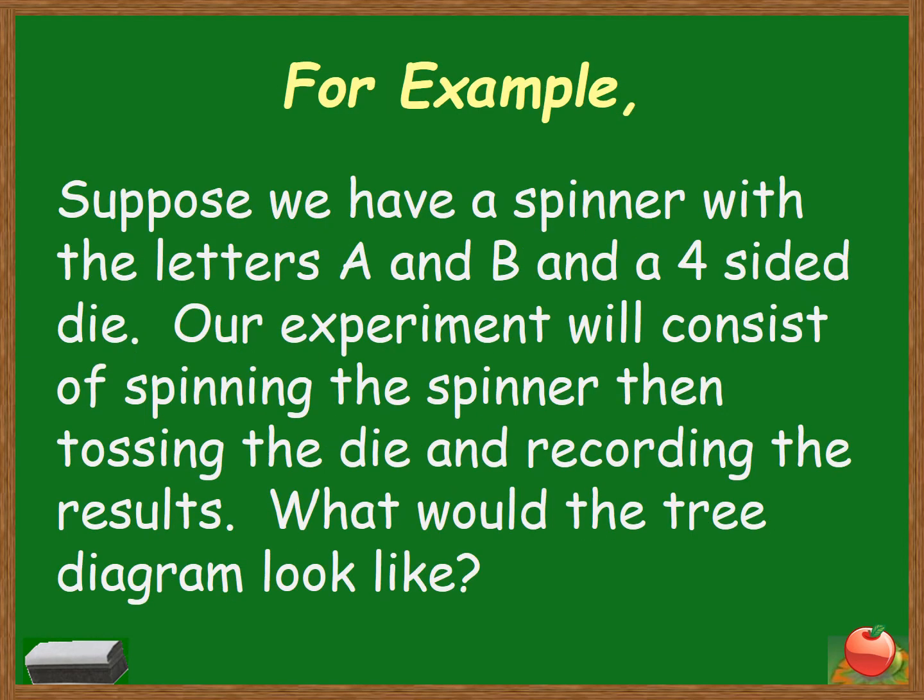So for example, suppose we have a spinner with the letters A and B, and a four-sided die. Our experiment will consist of spinning the spinner, then tossing the die, and recording the results. What would the tree diagram look like?